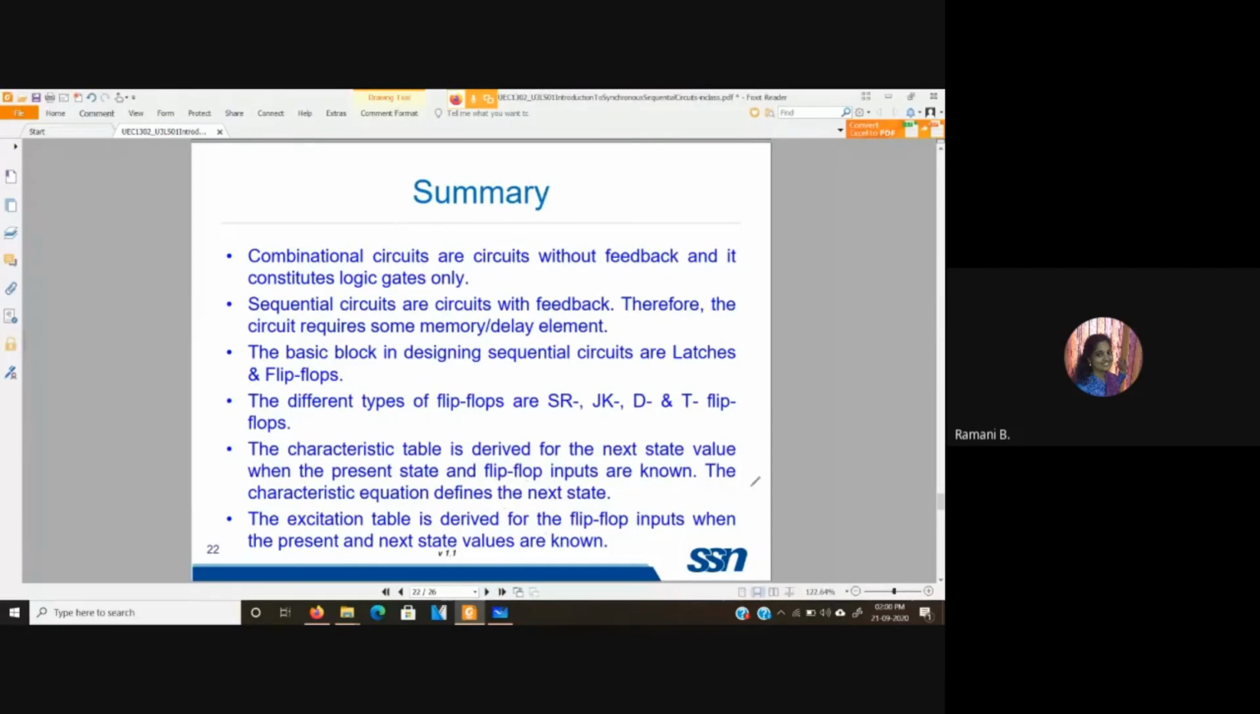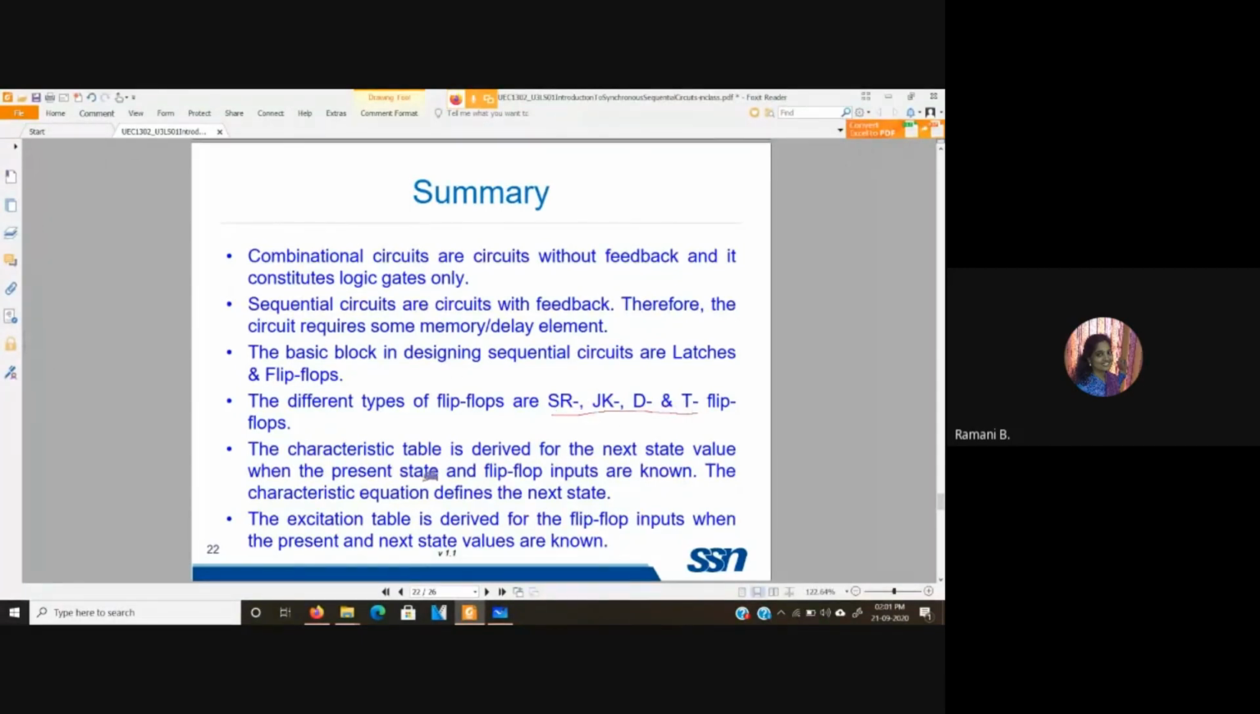To summarize what we have seen from yesterday, combinational circuits are circuits without feedback and they constitute logic gates only, whereas sequential circuits are circuits with feedback and require some memory or delay element. The basic building blocks in designing sequential circuits are latches and flip-flops. The different types of flip-flops are SR, JK, D and T.